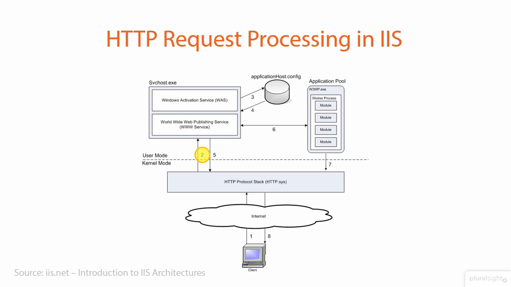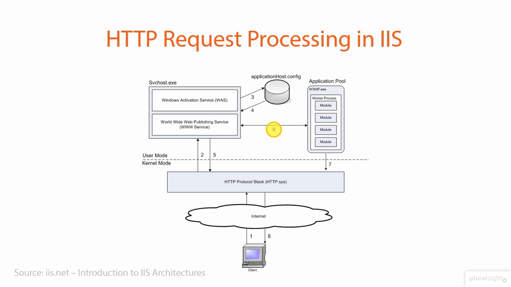Now the activation service then requests configuration information from the configuration store. So this is in applicationHost.config. The WWW service then receives that configuration information, and this includes things like the application pool and site configuration. That service, the WWW service, can then use that configuration information to configure HTTP.sys, which then allows the Windows Activation Service to start a worker process for the application pool to which the request was made.